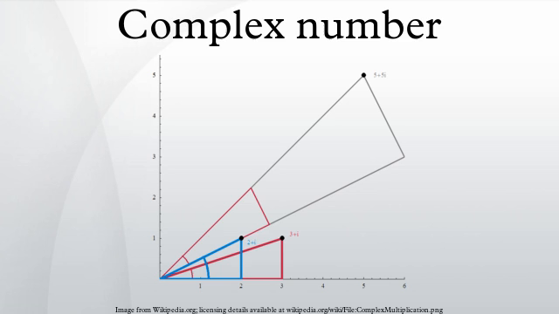Notably, the operations of addition and multiplication take on a very natural geometric character when complex numbers are viewed as position vectors. Addition corresponds to vector addition, while multiplication corresponds to multiplying their magnitudes and adding their arguments. Viewed in this way, the multiplication of a complex number by i corresponds to rotating the position vector counterclockwise by a quarter turn about the origin.